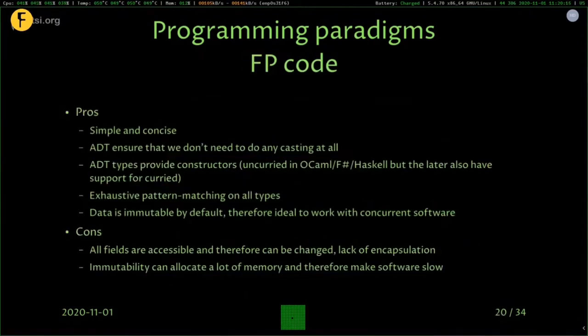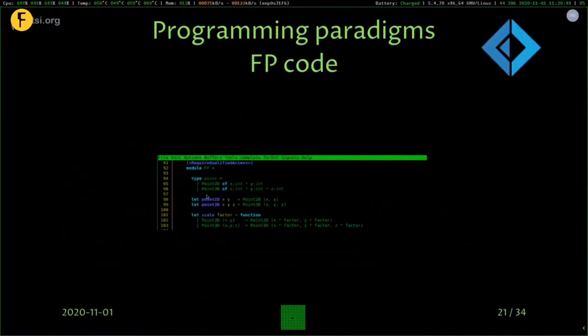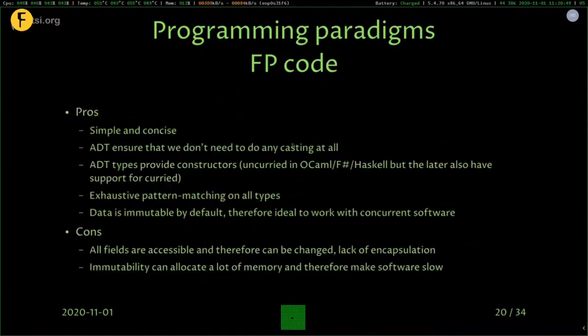So now to the FP code. And again, I might be biased, but bear with me. I tend to see this as a very simple, concise way of representing logic in code. This is mostly possible with algebraic data types, as we can see that we can specify whatever we want to do, both when we construct our data elements, but also when we deconstruct them. So given this type of logic or these components, we don't need to cast at all. We will never have an upcast or downcast that actually goes wrong.